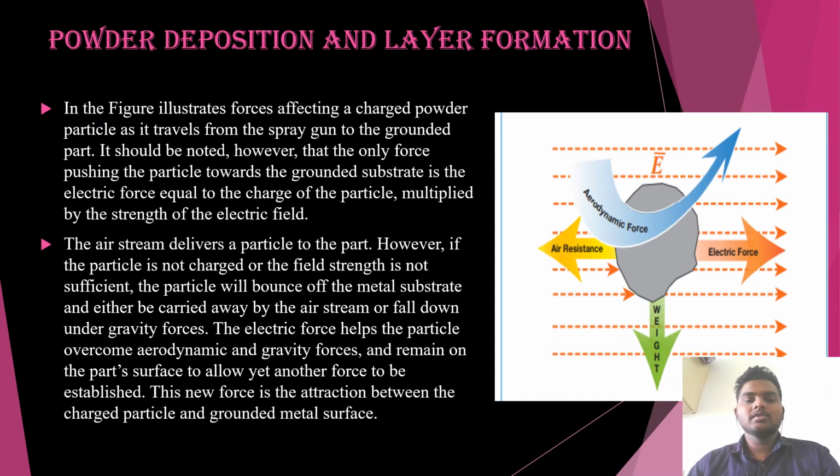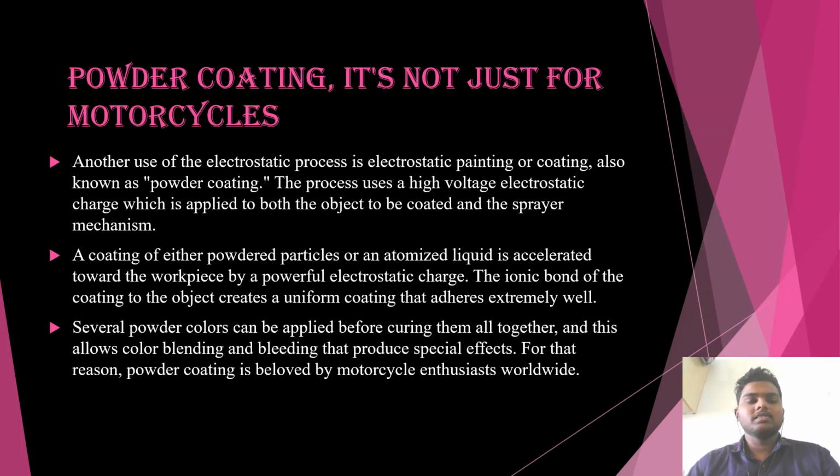The air stream delivers a particle to the part. However, if the particle is not charged or field strength is not sufficient, the particle will bounce off the metal substrate and either be carried away by the air stream or fall down under gravity force. The electric field helps the particle overcome aerodynamic and gravity force and remain on the part surface to allow yet another force to be established. This new force is the attraction between the charged particles and grounded metal surfaces.